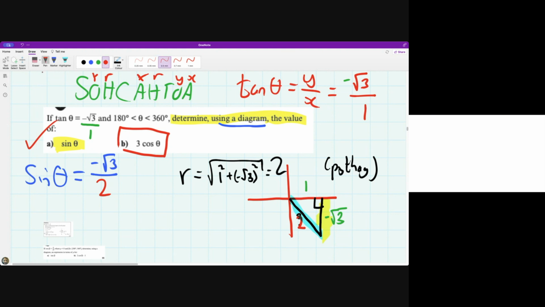So that was A, and this was B. So B, I've got a 3, but now cos is x over r, or A over h. So x over r, well, what is x? X is 1, and r was 2. So you just get 3 over 2. So it's not going to be root 3. It's literally just 3 over 2. Yeah.